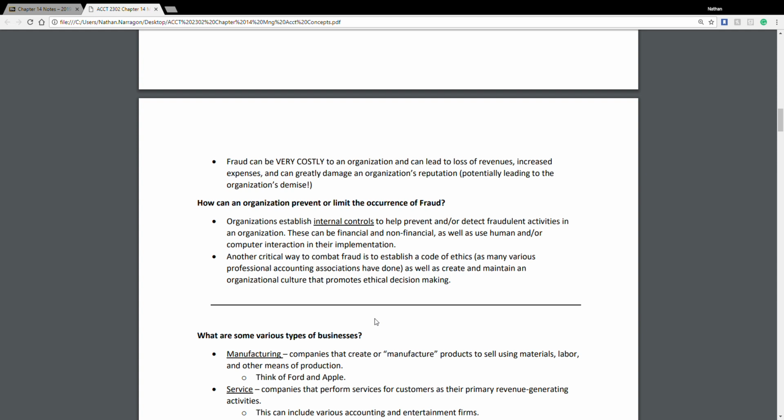So, the biggest thing to try to help prevent or limit fraud is internal controls. They establish a lot. This includes separation of duties, having security cameras, making sure you log in with a special password, fingerprints, eye scans, anything and everything to help combat this.